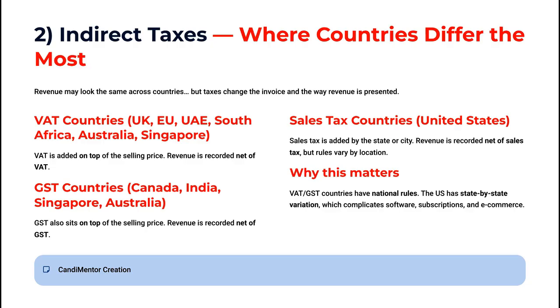GST countries: Canada, India, Singapore, Australia. GST also sits on top of the selling price. Revenue is recorded net of GST. Sales tax countries: United States. Sales tax is added by the state or city. Revenue is recorded net of sales tax, but rules vary by location. Why this matters? VAT, GST countries have national rules. The US has state-by-state variation, which complicates software, subscriptions, and e-commerce.